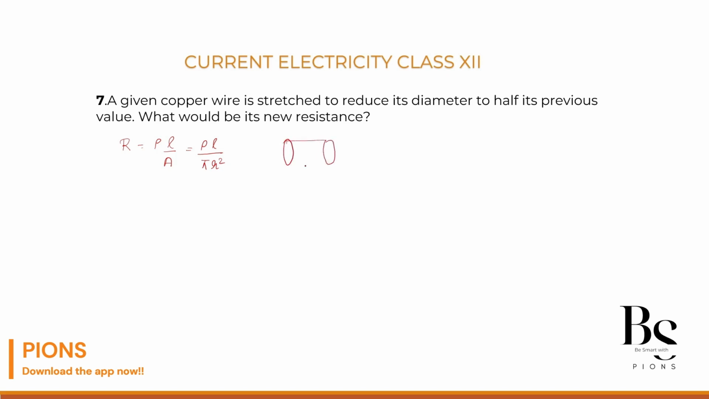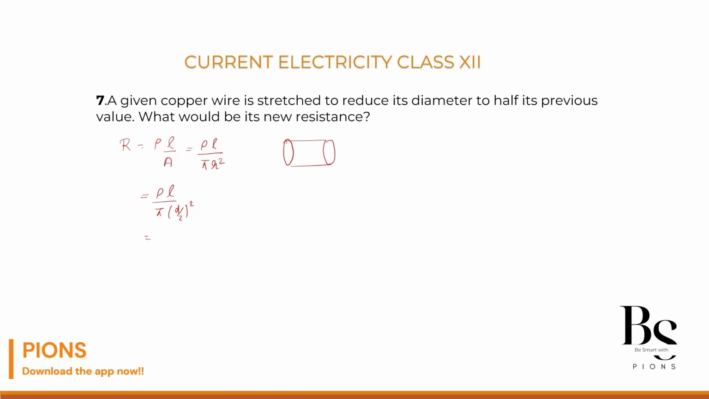Now they are saying they are reducing its diameter. So let's convert this formula in terms of diameter only. Rho L upon pi, and r is d by 2, so it will be d by 2 whole square. So this will be how much? 4. From where did we get this 4? D by 2 whole square will be d square by 4, right?